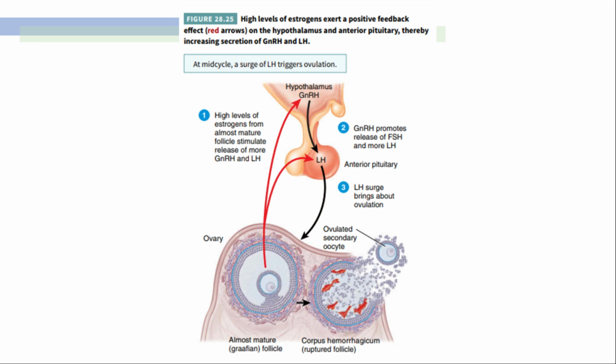Another job of the luteinizing hormone, aside from causing ovulation, is to stimulate the production of corpus luteum. Kaya nga siya tinawag na luteinizing hormone, luteinizing, because it causes the formation of corpus luteum. Luteinizing, luteum.